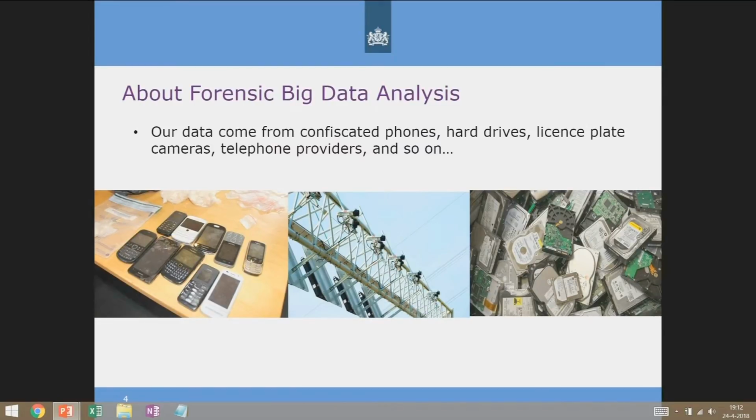Our data sources are very diverse, which makes it really fun and challenging to work at the Netherlands Forensic Institute as a data scientist. They may come from confiscated phones, confiscated hard drives, license plate cameras, but also from telephone providers and many different sources.